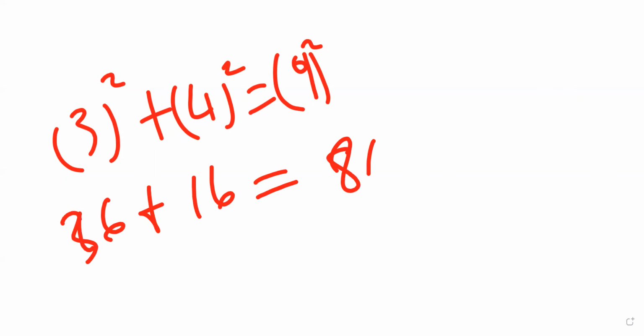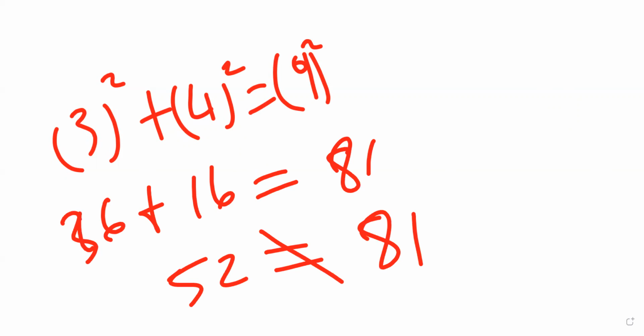When we add 9 plus 16, we get 25, and this side is 81. Therefore, these dimensions could not be used to form a right triangle, because when we plug these values into the formula and evaluate both sides, the left-hand side is not equal to the right-hand side. And there you go. We don't have to do any more of these questions. It's just as straightforward as that.